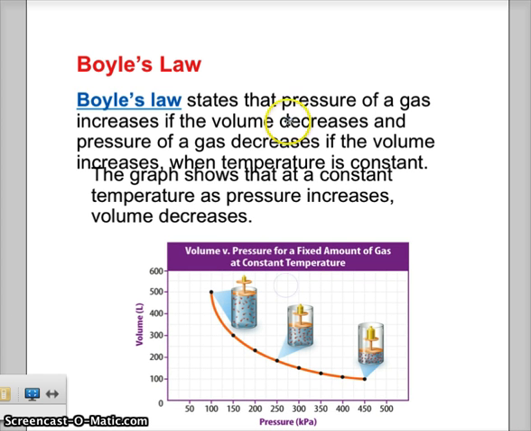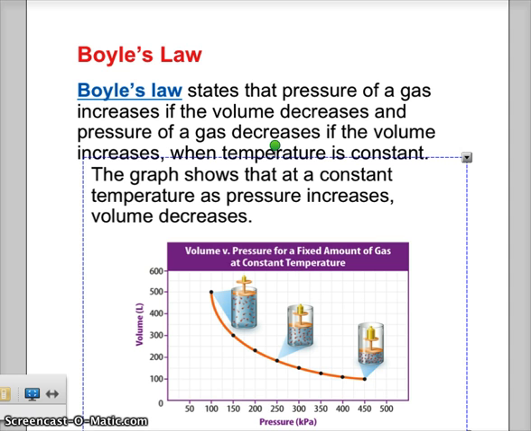So let's look at Boyle's law here. I'm just going to slide this up so you guys can see everything. Boyle's law states that the pressure of a gas increases if the volume decreases, and the pressure of the gas decreases if the volume increases, when the temperature is constant. So with Boyle's law, we're going to keep temperature constant, and we're going to look at how volume and pressure are related to one another. If the temperature is kept constant and the volume in the container is decreased, the pressure will increase. So we're going to see opposite reactions. If we cause the volume to go down, as we're seeing here in this picture, then the pressure will increase.